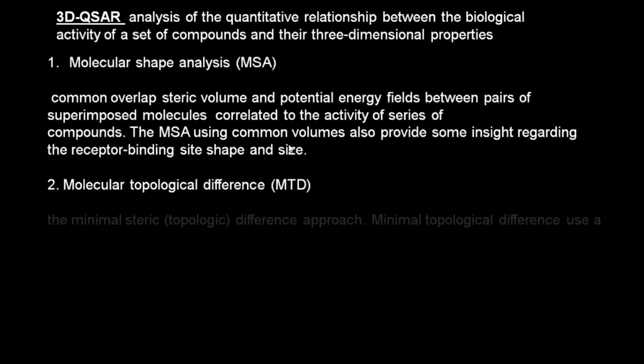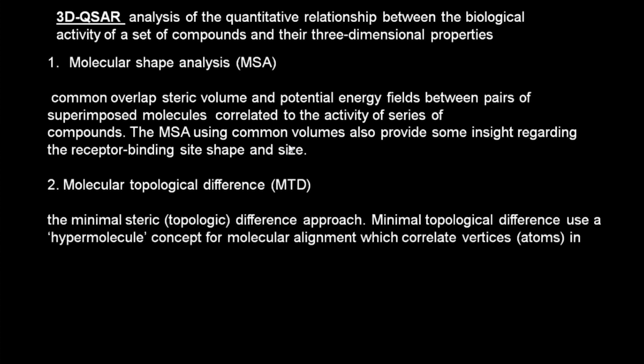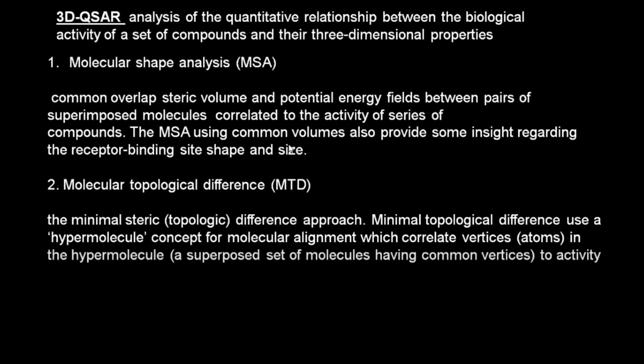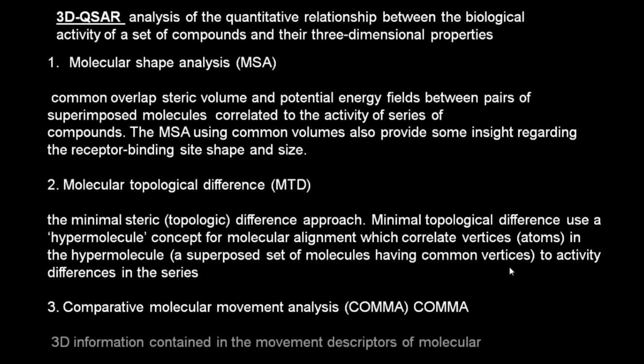Second is called the molecular topological differences approach. It looks at the minimal steric topological difference. Minimal topological difference uses a hypermolecule concept for molecular alignment. Then it correlates vertices in the hypermolecule to activity. That's the molecular topology difference. The third approach is called the comparative molecular moment approach. Basically it looks at the moment descriptors of the molecular mass and charge up to and inclusive of second order.